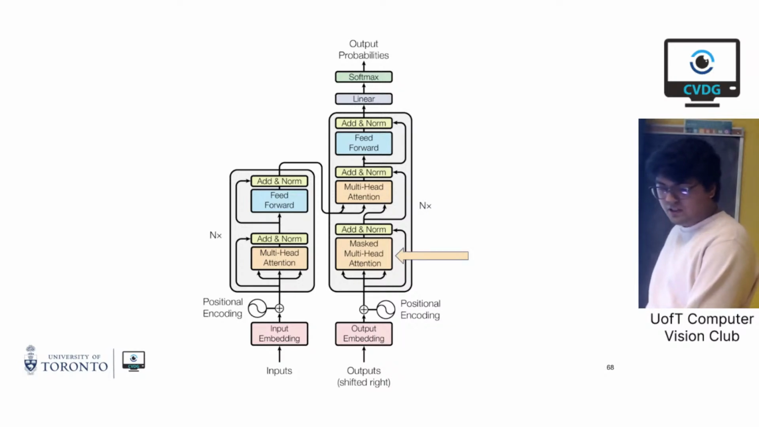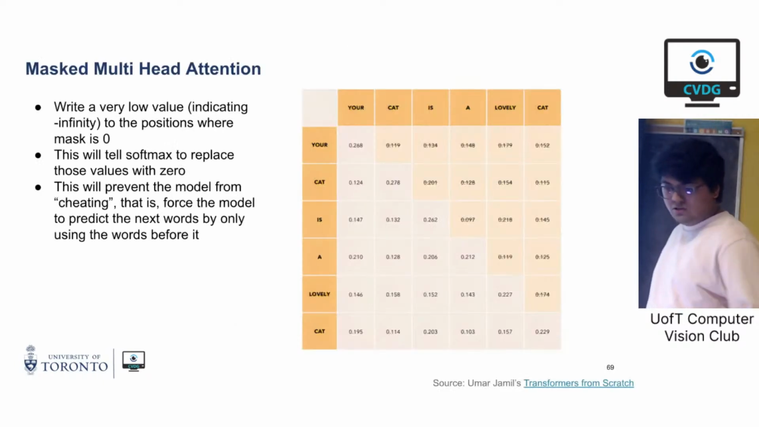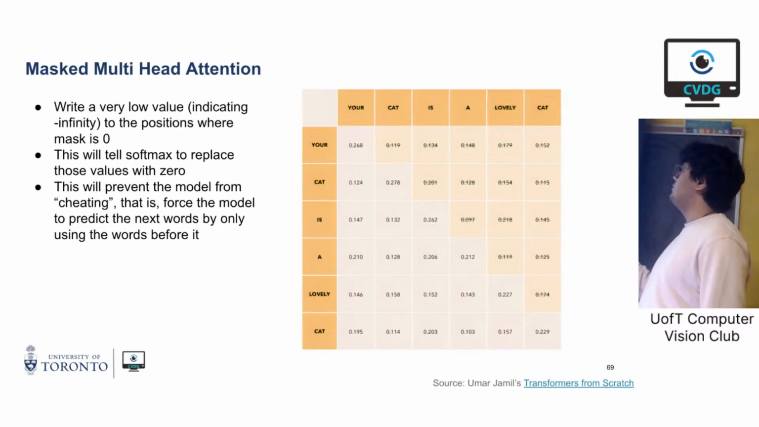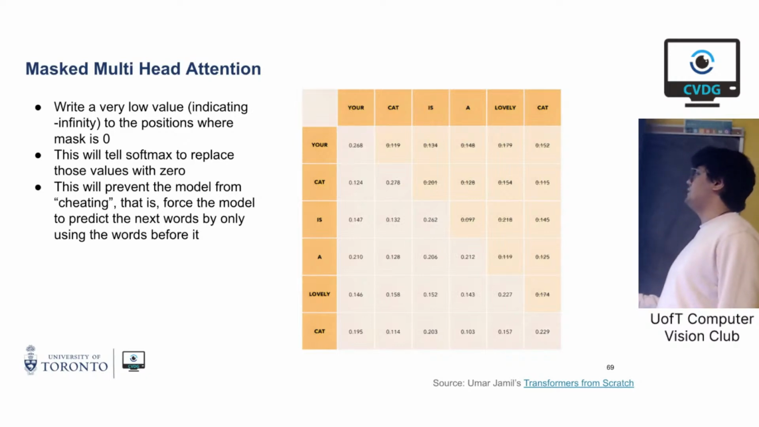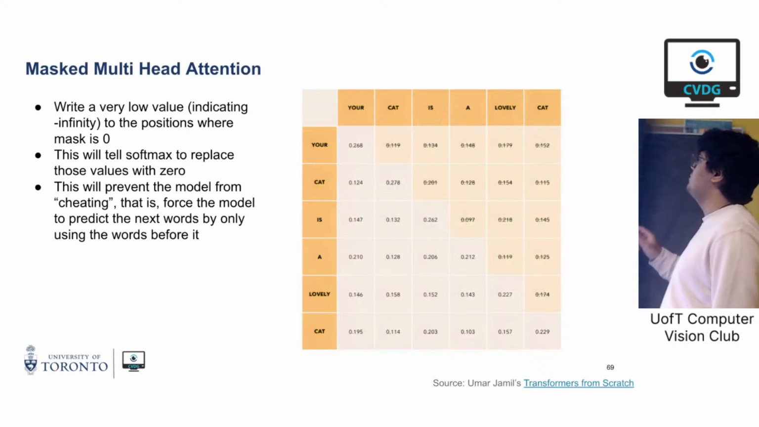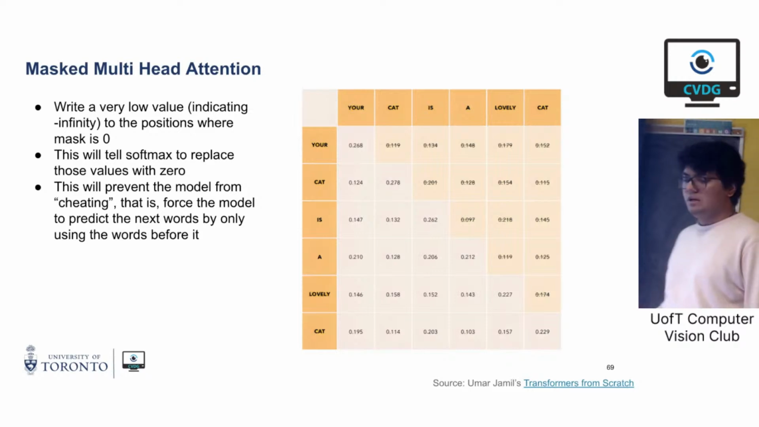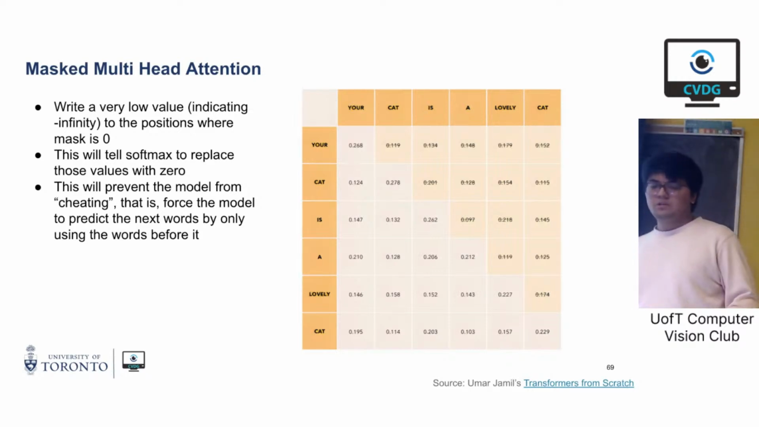Now we move on to the masked multi-head attention. Here, the word masked means that we are limiting our model to only look at the words that it has seen and the words before it. And this prevents the model from cheating. How we do this is we put a very low value in the future words, and this tells the softmax function to ignore those. And this basically forces our model to predict the next words by only using the words it has already seen.